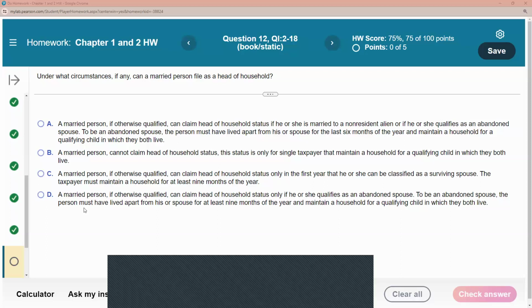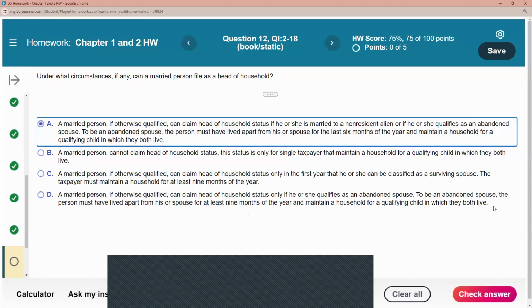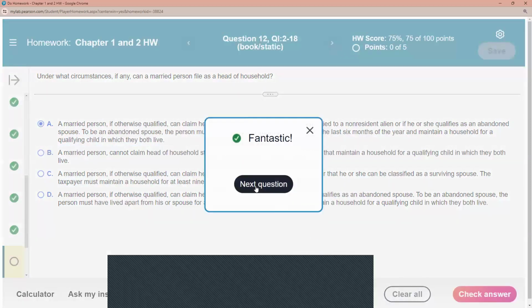So that's not true. A married person, if otherwise qualified, can claim head of household status only if he or she qualifies as an abandoned spouse. To be an abandoned spouse, the person must have lived apart from his or her spouse for at least 9 months of the year and maintain a household for a qualifying child in which they both live. That is incorrect. They must have been apart for at least 6 months of the year. So A is our correct answer.